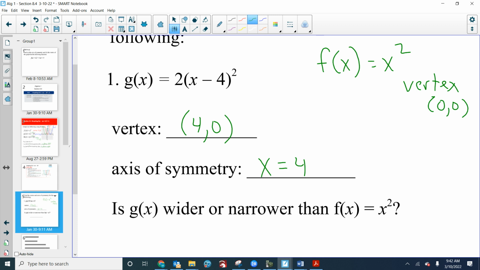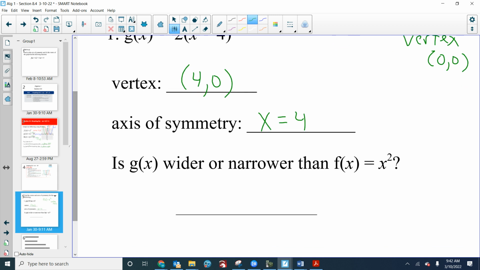Guys, now we have to decide, is it wider or narrower? Do you remember what we look at? What's in front of the x, guys? What number? 2. Do you guys remember if the number is bigger than 1, what happens to our parabola? Skinnier. It gets narrower. If it's less than 1, like a decimal or fraction, it gets what? Wider. Okay, so this would be narrower.